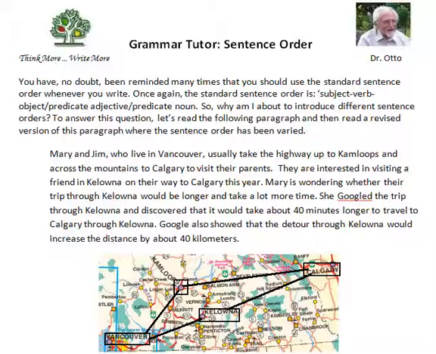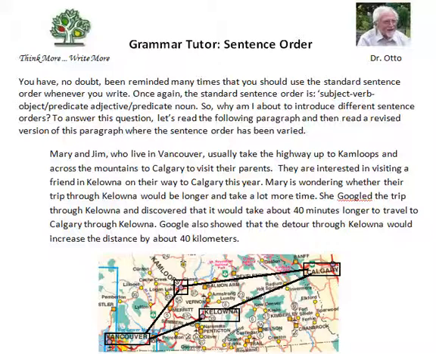To answer this question, let's read the following paragraph and then read a revised version of this paragraph where the sentence order has been varied. Mary and Jim, who live in Vancouver, usually take the highway up to Kamloops and across the mountains to Calgary to visit their parents. They're interested in visiting a friend in Kelowna on their way to Calgary this year.